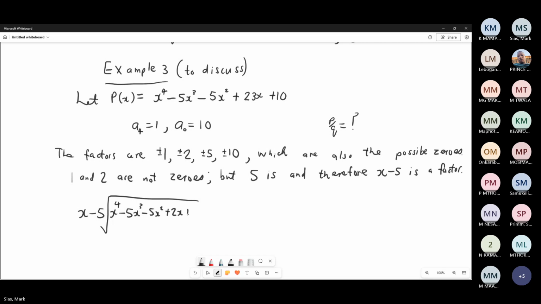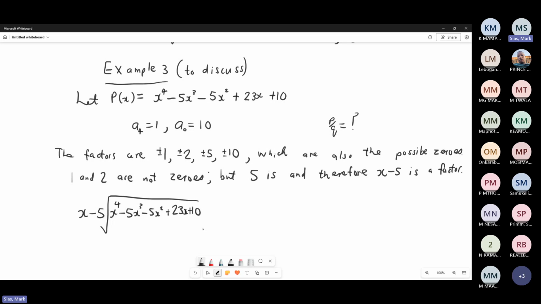Sorry, guys, I wrote this down incorrectly. Plus 23x plus 10. You will do that long division and end up with a cubic polynomial. Since x minus 5 is a factor, the remainder is 0. And then you'll go about it in that way and establish what the other zeros are.